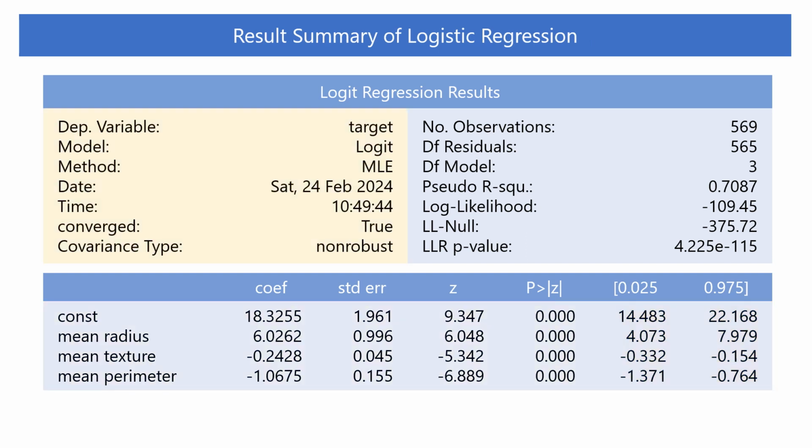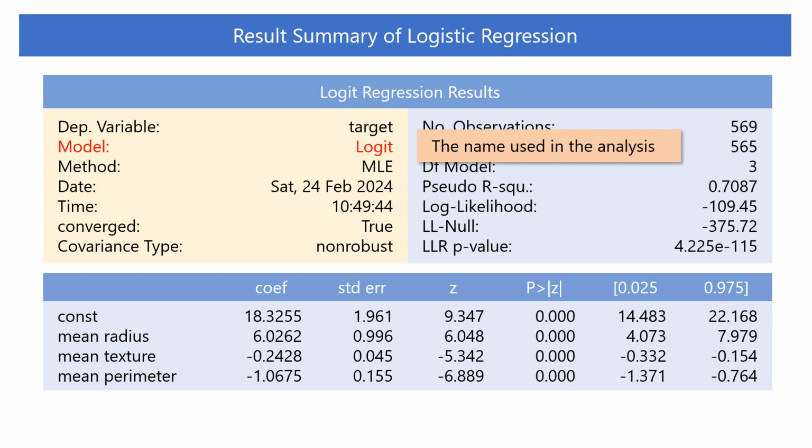Next, let's look at the top left. Dep. Variable is the name of the dependent variable. Here, we named the dependent variable target. If we had named the dependent variable something else, that name would have been printed.